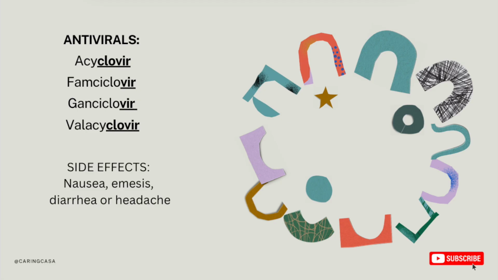A common use for acyclovir is herpes, and a common use of oseltamivir is seasonal influenza. For both of these antiviral medications, you want to monitor kidney function at baseline, which includes your BUN or creatinine, and monitor for long-term use. Some common side effects include nausea, emesis, diarrhea, or headache.